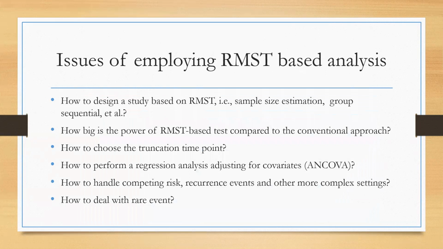So here, if you want to use RMST, you will see immediately there are several issues, or actually many issues. For example, how to design a study based on RMST. We used to design studies based on hazard ratio. For example, we have a very nice formula based on the number of events to backwards calculate the sample size and the power, and also we can do group sequential designs. A lot of nice things we can do. But how about RMST?